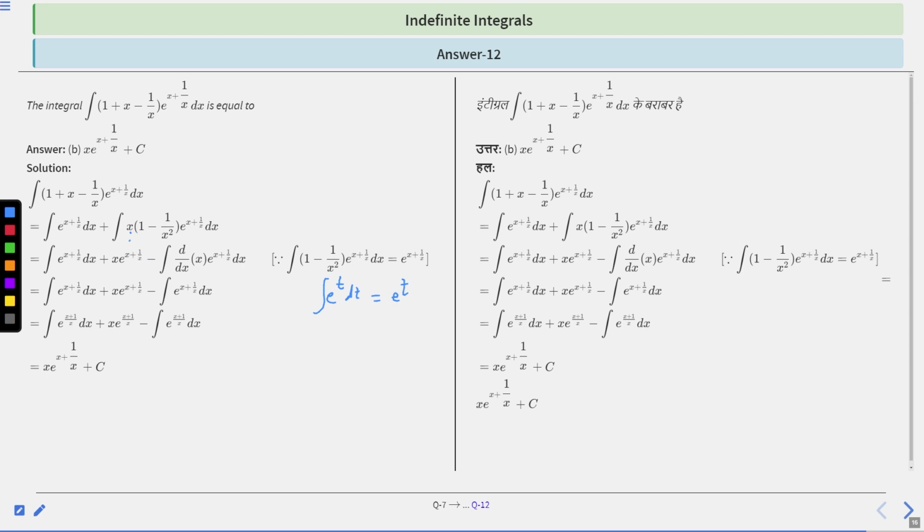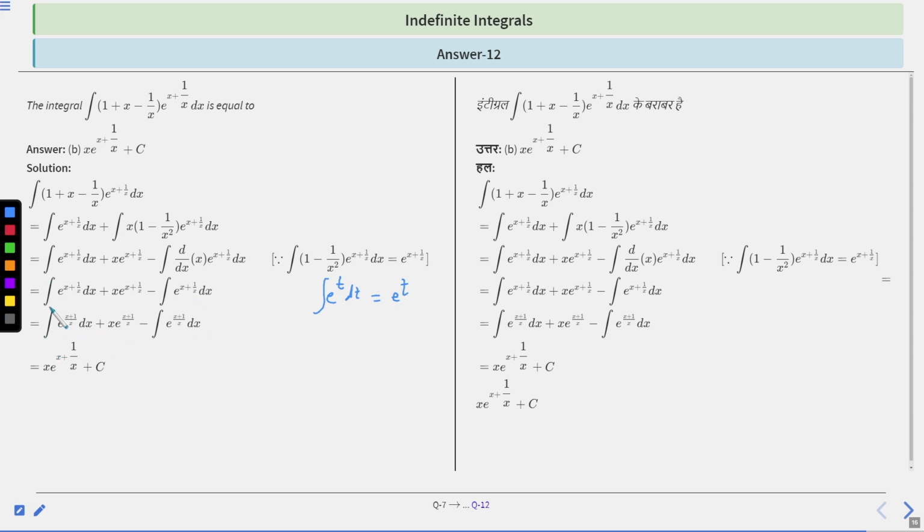So when you apply integration by parts, the first function is x, and the second function is (1 minus 1 by x square) e to the power x plus 1 by x. Then it can be written as the integration of e to the power x plus 1 by x dx plus x e to the power x plus 1 by x minus the integration of d by dx of x into e to the power x plus 1 by x dx, right? Finally it can be written as the integration of e to the power x plus 1 by x dx plus x e to the power x plus 1 by x minus the integration of e to the power x plus 1 by x dx, right?